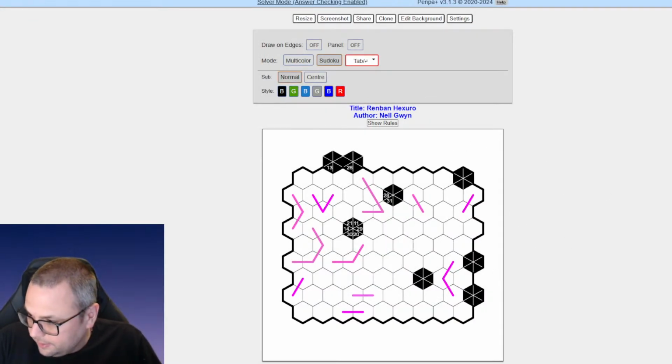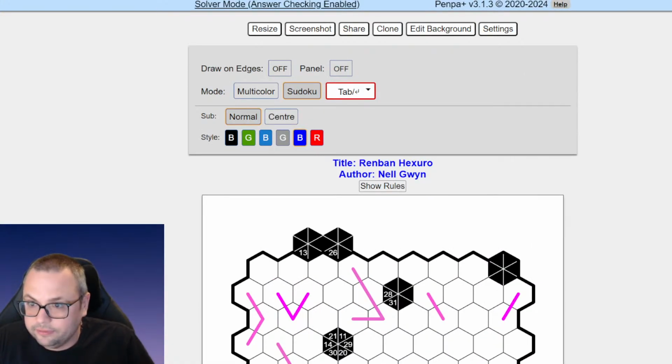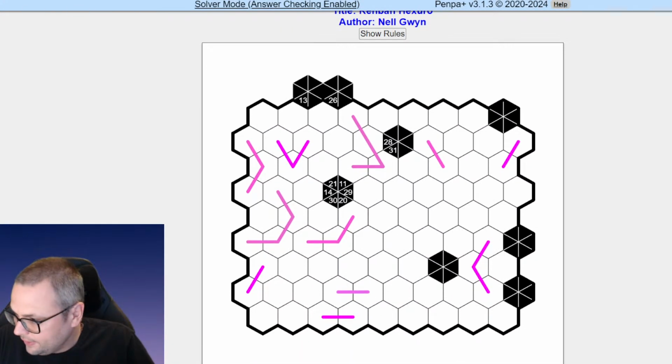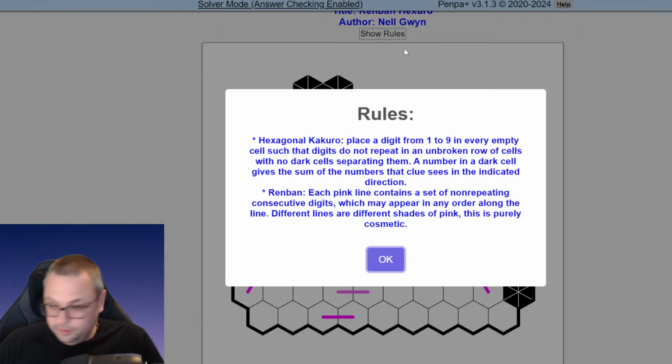Alrighty, welcome back. Let's do a kakuro. I can probably zoom in quite a bit, I think, and still have you be able to see what's happening here. Yeah, that looks reasonable. So this is a Renban kakuro, but it's hexagonal, as you might notice, by Nell, who is the undisputed ruler of hexagonal puzzles. So this is a kakuro, which is not quite the same as a Sudoku, but it's similar. So we're placing digits from 1 to 9 in every empty cell. Digits aren't allowed to repeat in any string of unbroken cells.